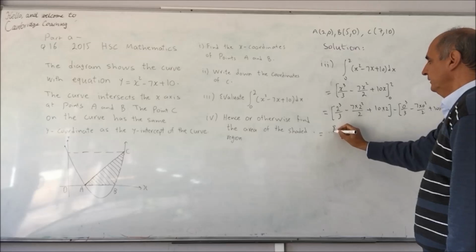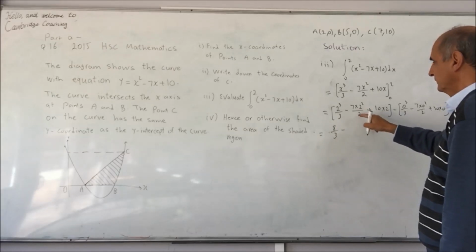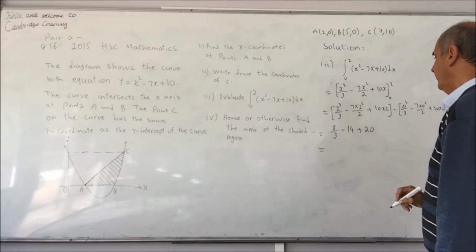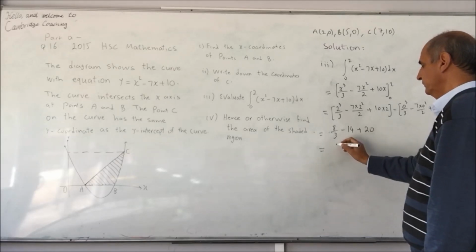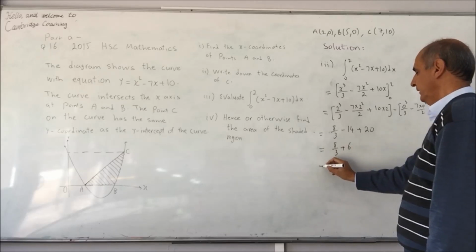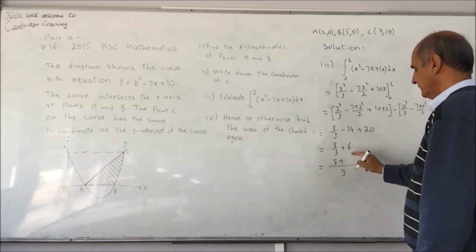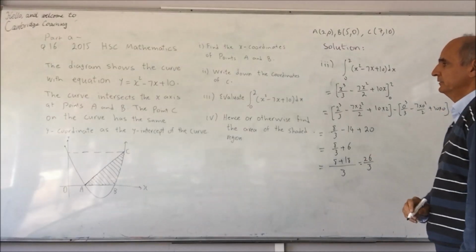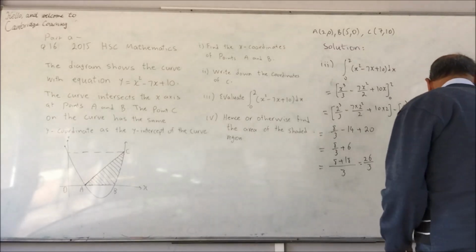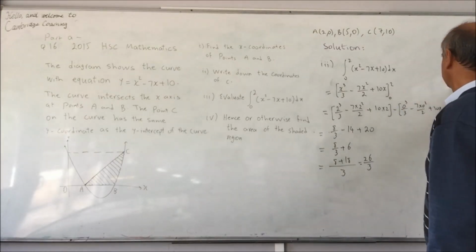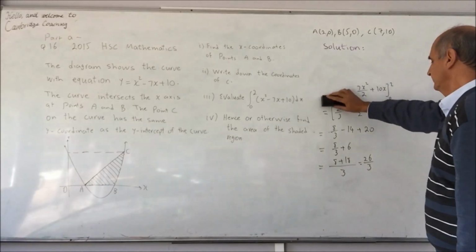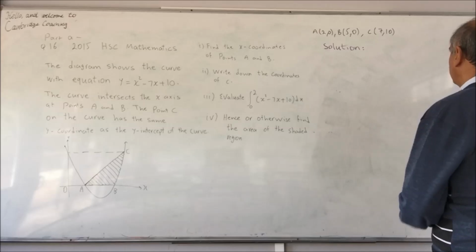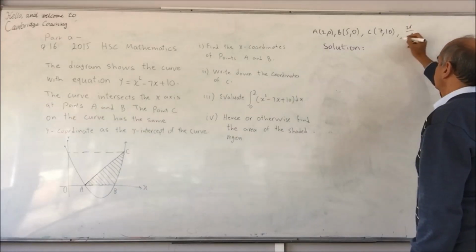So then that becomes 8 on 3 for this, minus, one of the 2's here cancels out, so it becomes 7 times 2, 14, plus 20. And 20 take away 14 is 6, so you get 8 on 3 plus 6. Taking a common denominator, 6 times 3 is 18, so 26 on 3 is the value of this integral. So the integral for part 3 was 26 on 3.